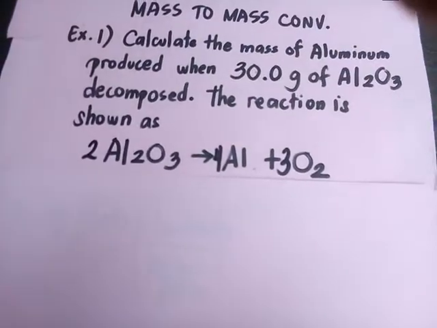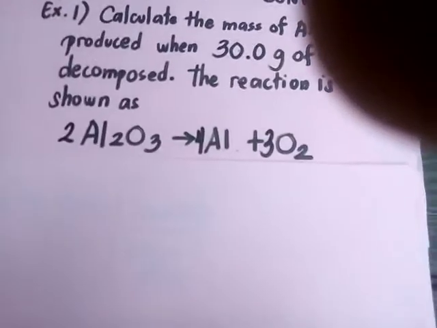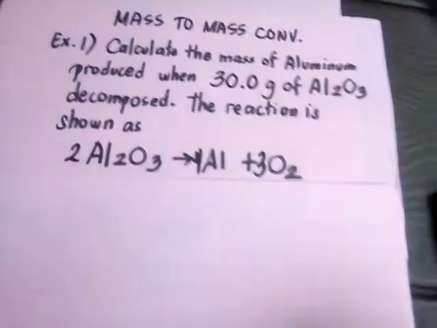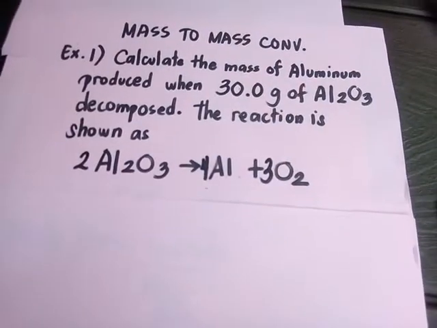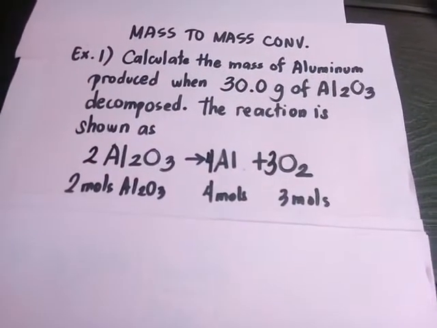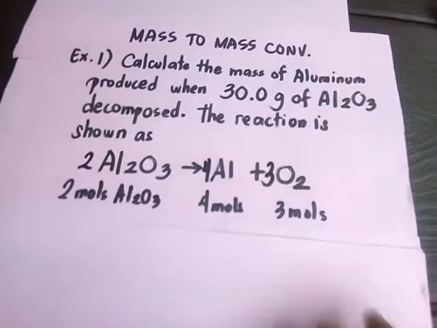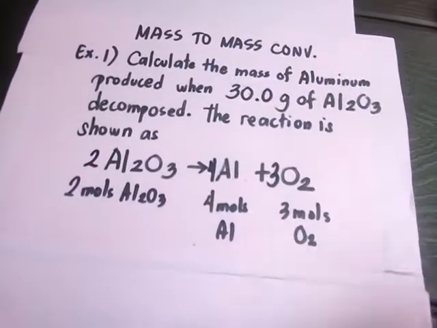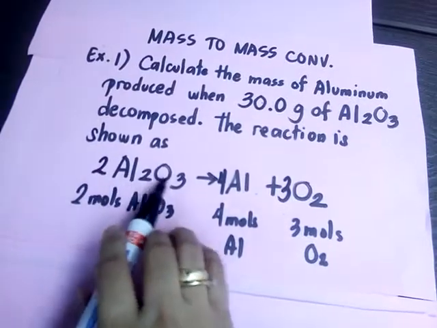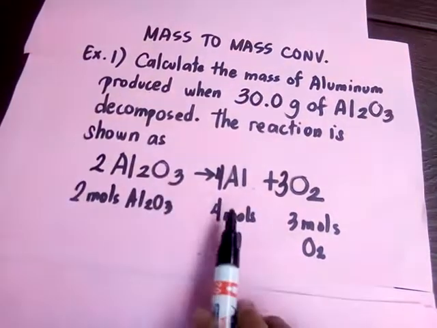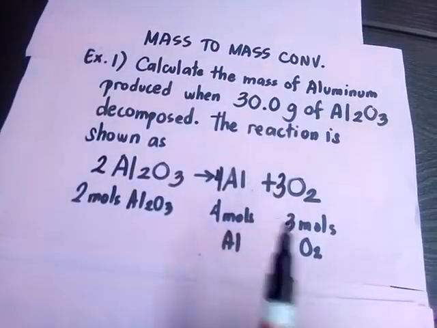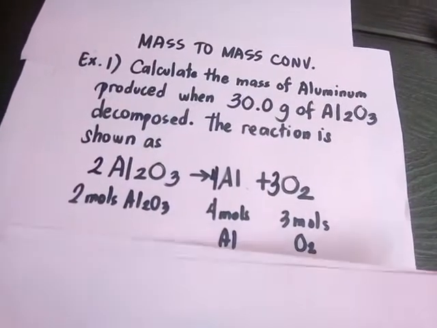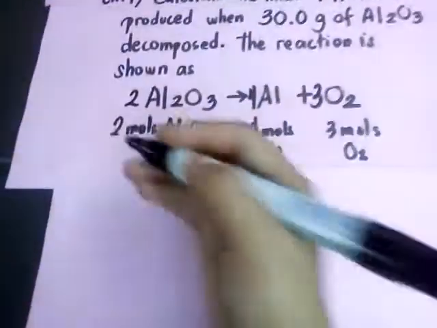From here, we can say, based on our previous lesson, that 2 moles of aluminum oxide will produce 4 moles of aluminum and 3 moles of oxygen. I repeat, the 2 moles of aluminum oxide will produce 4 moles of aluminum and 3 moles of oxygen. So having that, we can now start solving the problems.